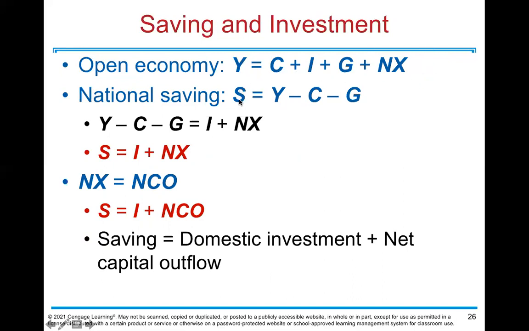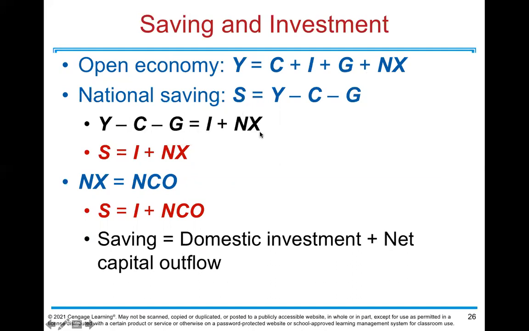We also saw that national saving is going to equal Y minus C minus G. Why? Well, you produce some output Y, you've consumed some of it, the government spent some of it, and what's left from that is going to be your national saving, okay? We know that Y minus C minus G is equal to I plus NX. So if you just take the C and put it over there, and you put the G over there, and you leave I plus NX over here, that's going to equal this.